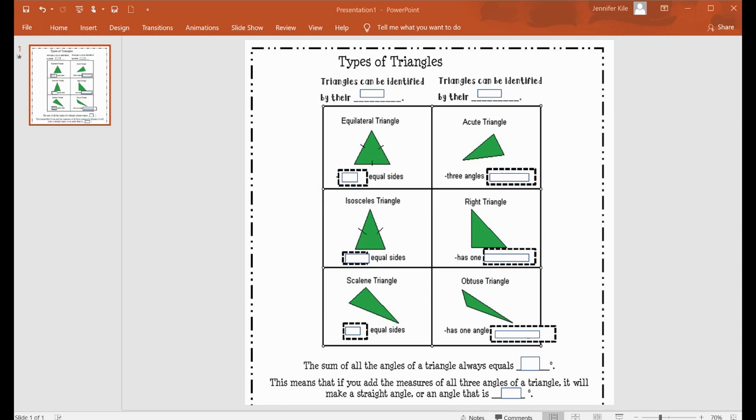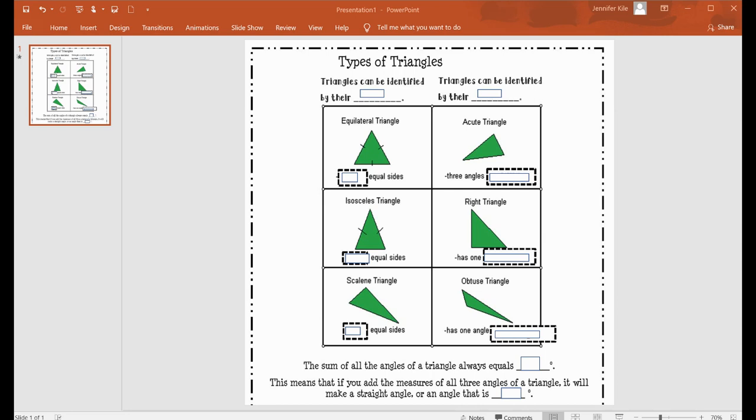All right, so we've dealt with one kind of name that we can give our triangles. Now we're going to deal with the other kind of name we can give our triangles, and that is by the measurement of the angles that make up the triangle. So there are three different kinds of angles: acute, right, and obtuse. And we've talked about those kinds of angles in the past.